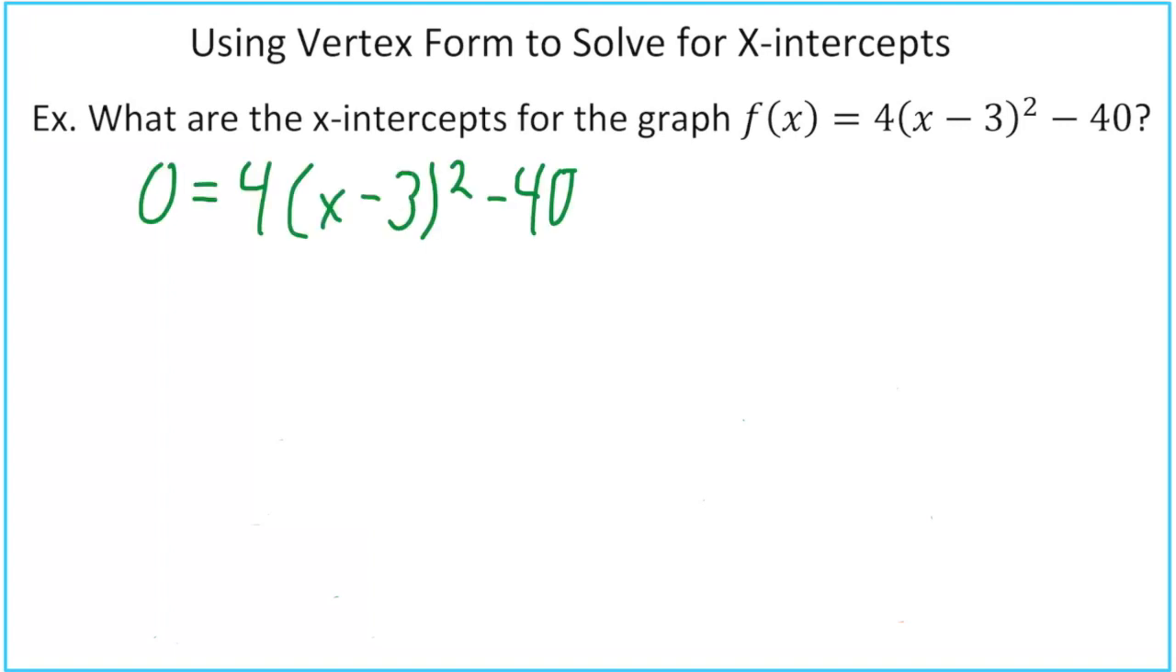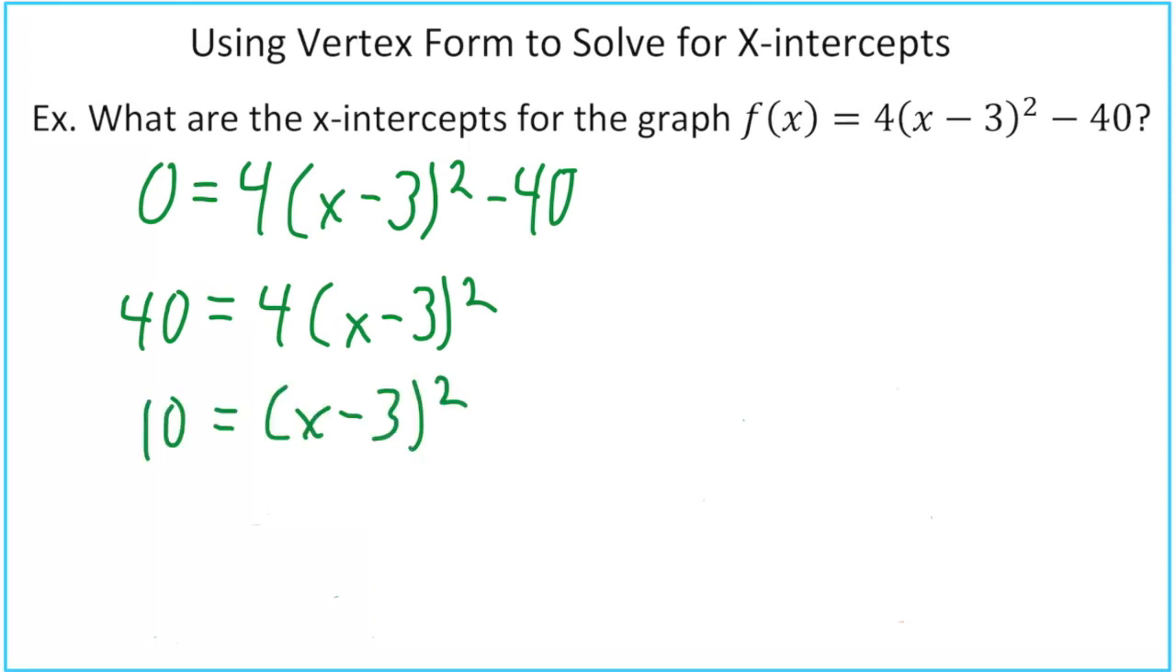First step is I want to take that -40, and when I move it to the other side, it becomes positive 40. Now I want to get rid of that multiplying by 4. So I'm going to divide both sides by 4 and get 10 equals x minus 3 squared. At this point, what we're doing is basically taking the square root of both sides. So we would get radical 10 equals x minus 3.